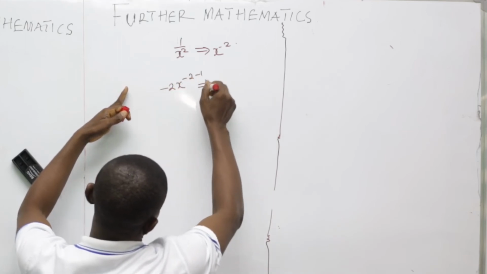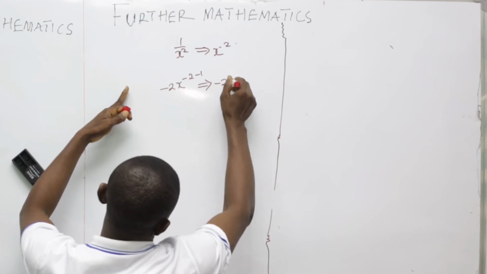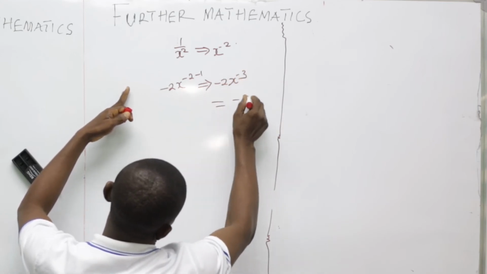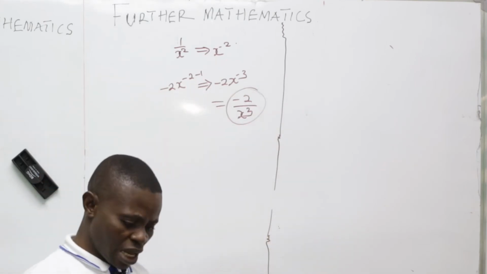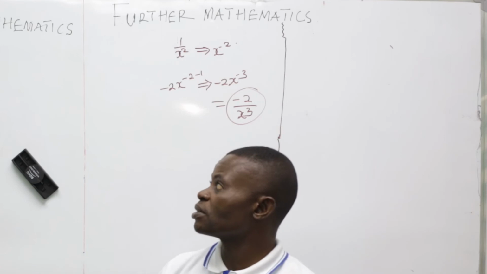-2 into s -2 -1 to imply what? -2 s -3 to give us what? -2 all over s³. This is the solution. Now, let us see how we can achieve this from the first principle.